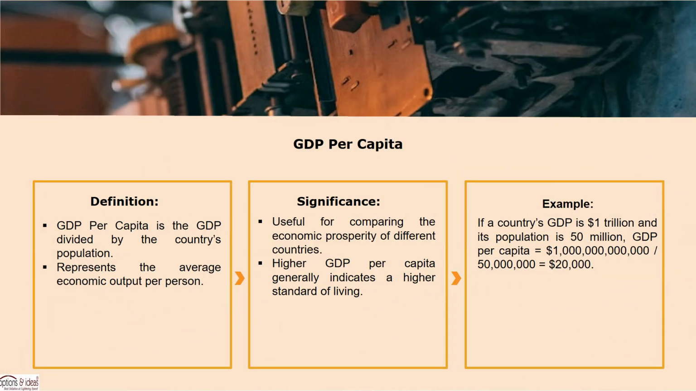GDP per capita. Definition: GDP per capita is the GDP divided by the country's population. Represents the average economic output per person. Significance: useful for comparing the economic prosperity of different countries. Higher GDP per capita generally indicates a higher standard of living. Example.